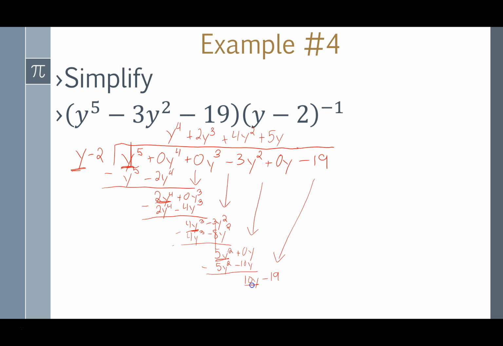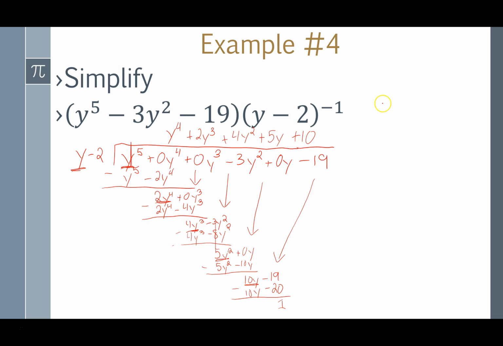So first terms again. 10y divided by y is just 10. So then we get 10y minus 20. When we subtract, the y's cancel. Negative 19 minus a negative 20 becomes negative 19 plus 20, so it's a 1. Now there are no more terms to carry down, and this last number right here, we cannot divide by y and come up with anything besides a fraction.